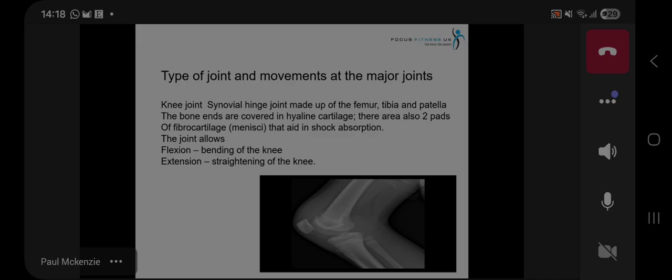However, I've added some notes here. So note, when the knee is flexed, or in other words, when the knee is bent, there is also medial and lateral rotation in the knee. The knee can rotate laterally and medially, but only when it is bent, when it's flexed. Again, you won't need to know this in terms of completing the course. You just need to know about flexion and extension.